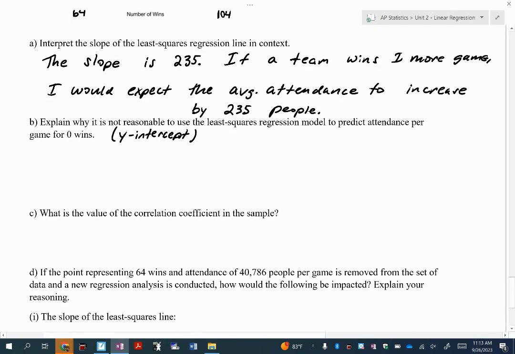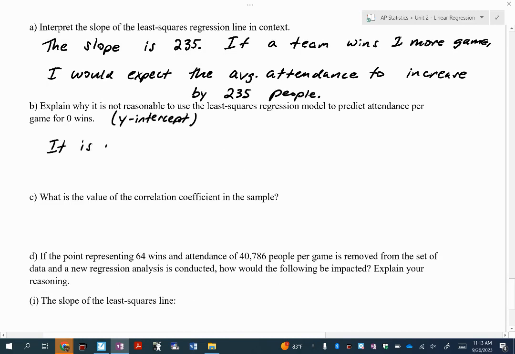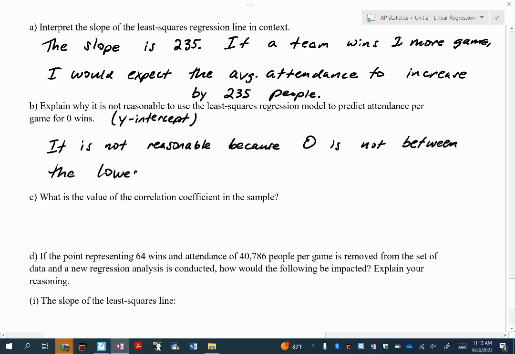So when you say why it's not reasonable, it's not reasonable because 0 is not between the lowest, which was I think 64, and highest, which I think was about 104, number of wins. We've mentioned this before: you just want to be careful that you're only using values that are in between the values that you actually have to create your model.